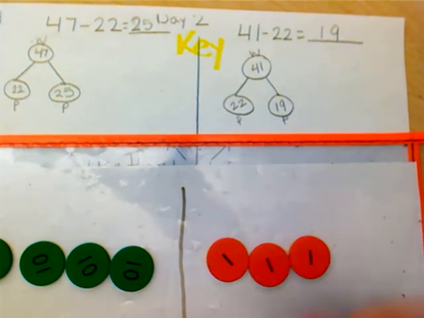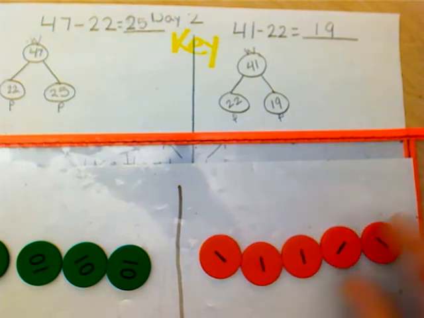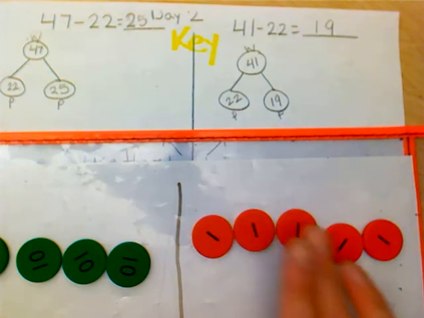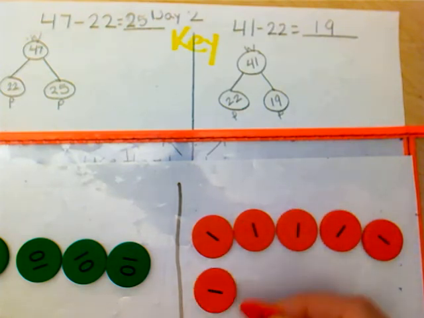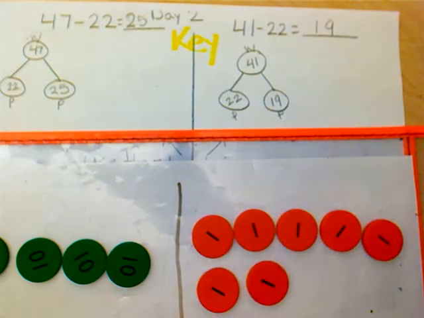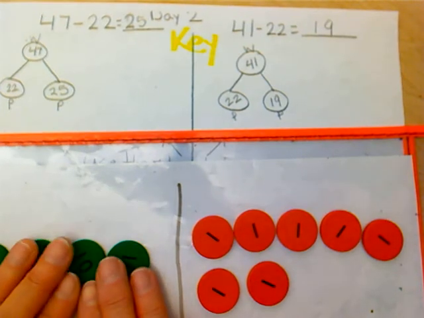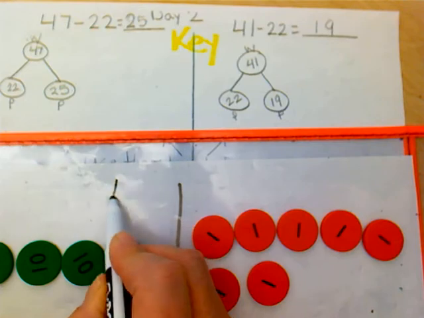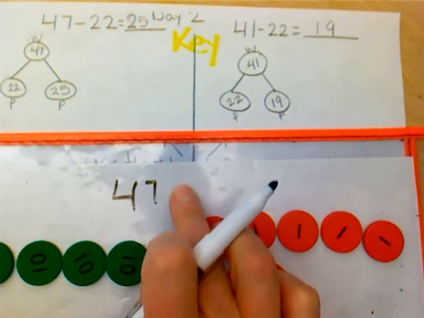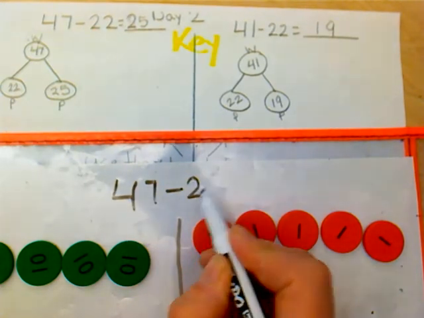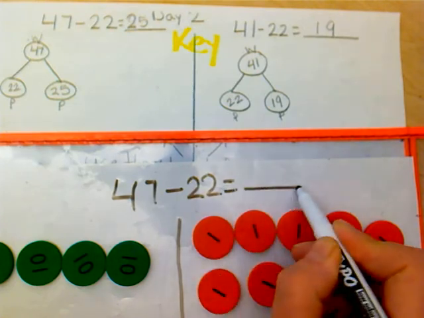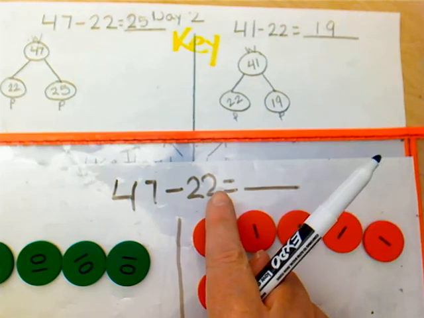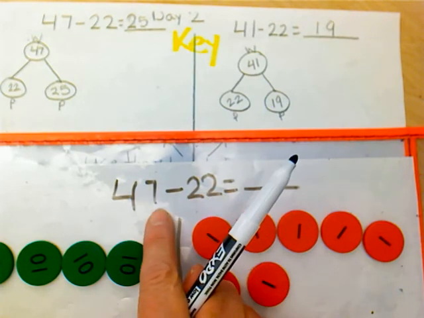and then 7 ones. I'm just going to demonstrate this because, for me, it really helped me to be able to see what I was doing. That's 5, 6, 7. So then I had to ask myself the question as I'm looking at 47 take away 22 equals, the first question I'm asking myself is, can I take 2 ones away from 7 ones?